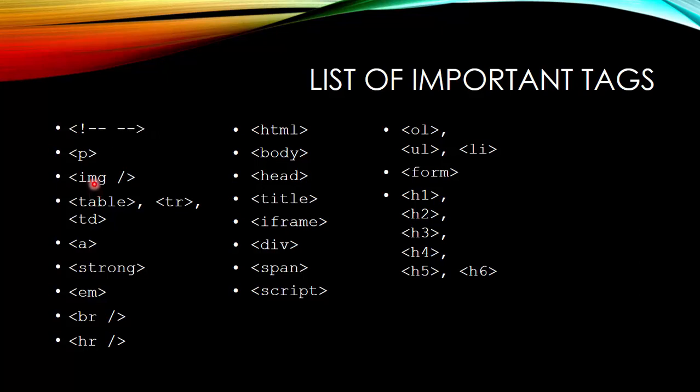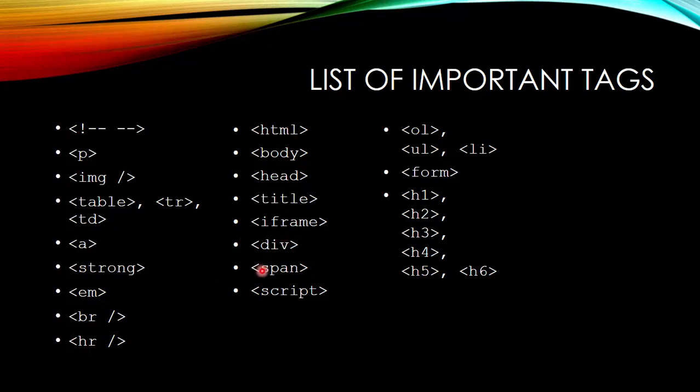And then this is image, table, link. Strong is to make it bold, but you can also use tag B to make it bold, but it's actually not recommended, perhaps already deprecated. EM is emphasize. This one is to replace italic or tag I. This is break, this is horizontal row, and so on.